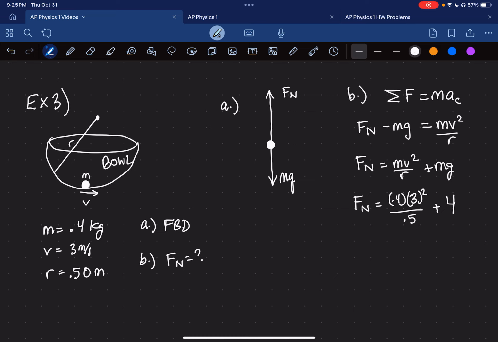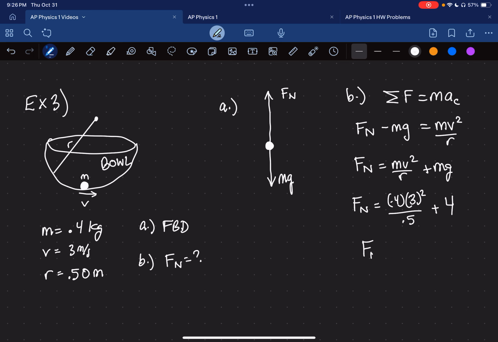You can take the time to try this yourself. Going through the motion of calculating this, you're still learning by trying this on your own. 11.2 newtons.